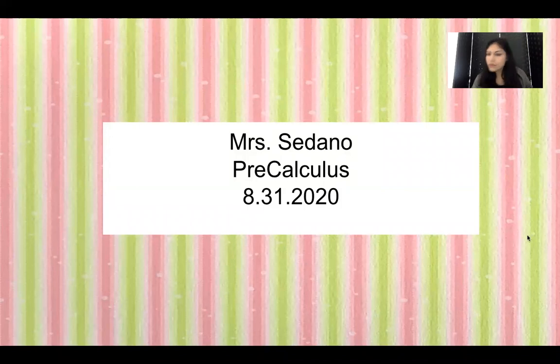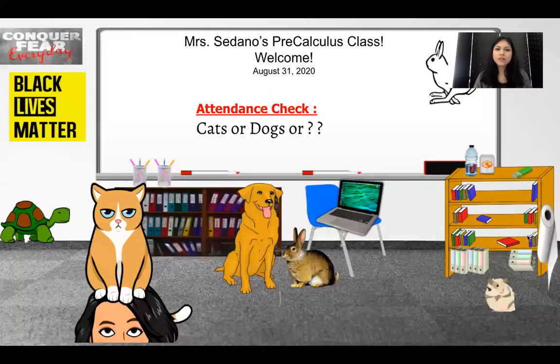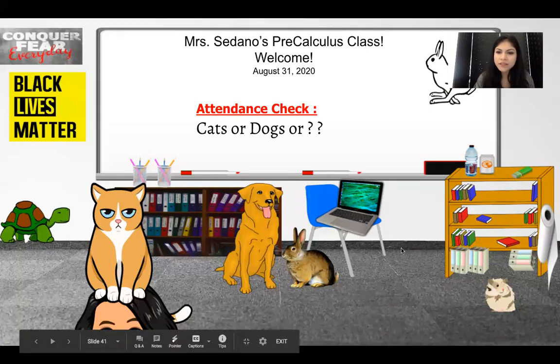Let us jump into our check-in question. Our check-in question is cats, dogs, or question mark. If you have a pet, if you don't have a pet, you could put what is a pet you would like to have, anything like that. Go ahead and put it in the chat for our attendance check.